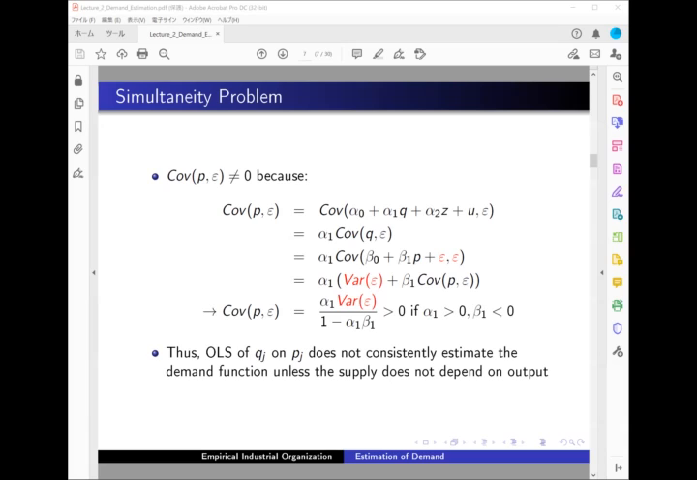Now we have covariance between the price P and epsilon on both sides of the equation. Simplifying this equation shows that the covariance between the price P and epsilon is positive if alpha 1 is positive, such that marginal cost of production is increasing in output, and if beta 1 is negative, such that the demand is downward sloping. So we conclude that OLS of quantity on the price does not recover the demand slope consistently.